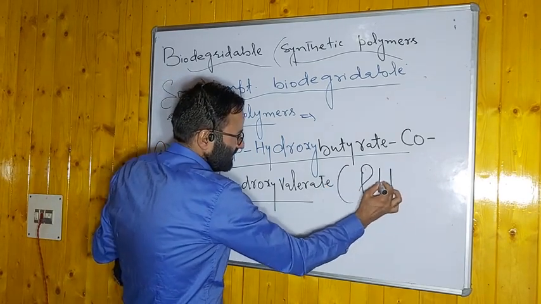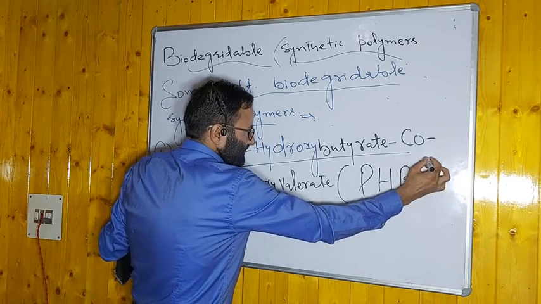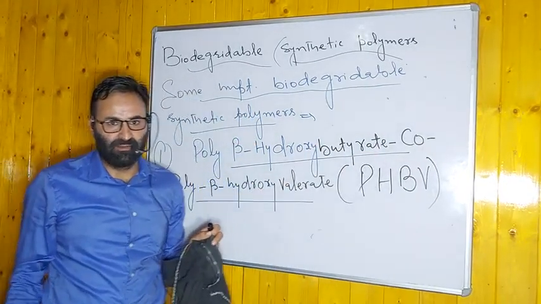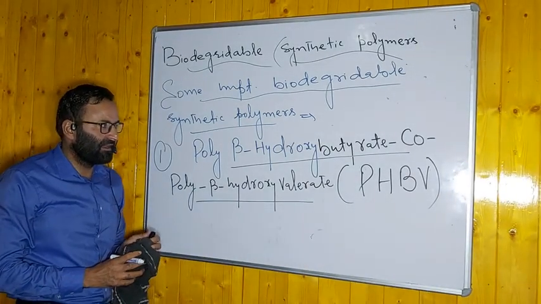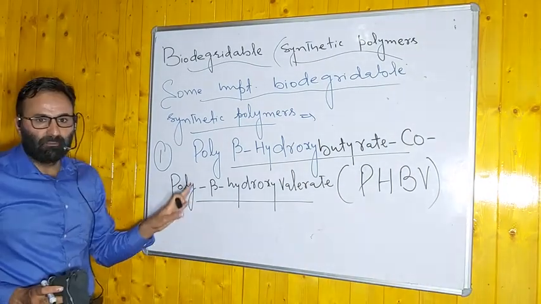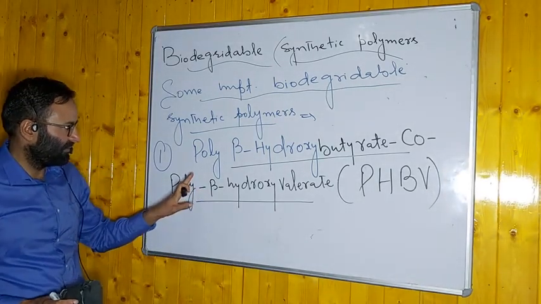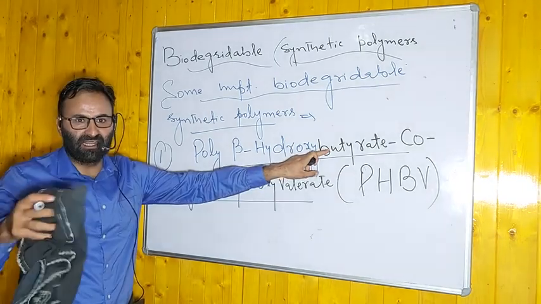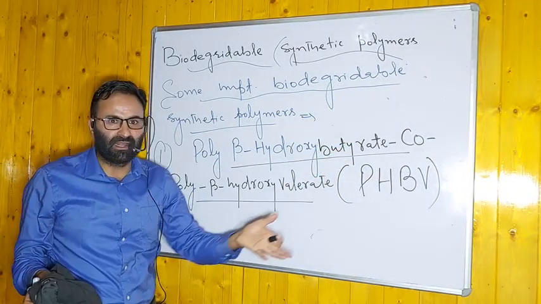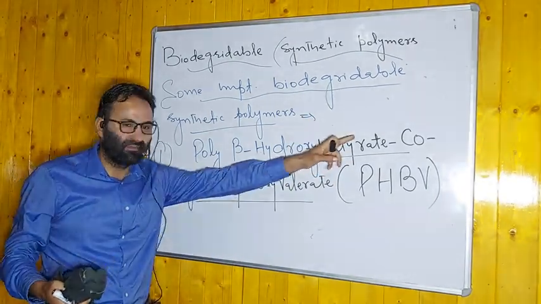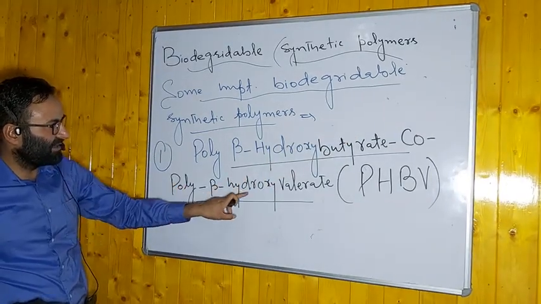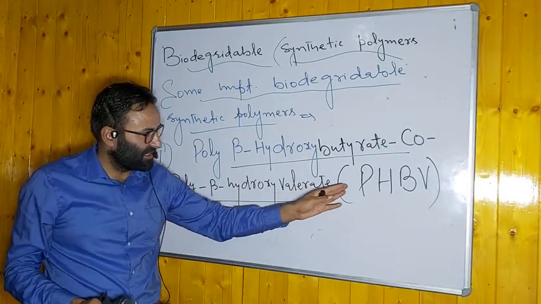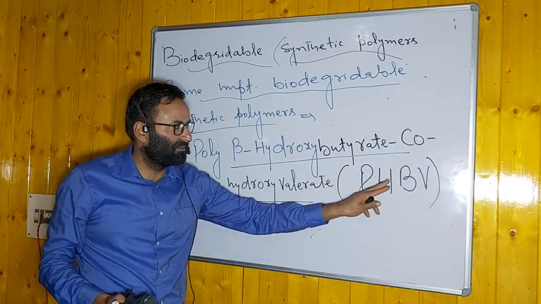PHBV, polyhydroxybutyrate valerate. This is the first biodegradable synthetic polymer. Polybeta hydroxybutyrate: butyrate means butyric acid having 4 carbon atoms. Co means copolymerization, the monomers are different. Beta hydroxyvalerate: valerate means having 5 carbon atoms, and it is abbreviated as PHBV, polyhydroxybutyrate valerate.